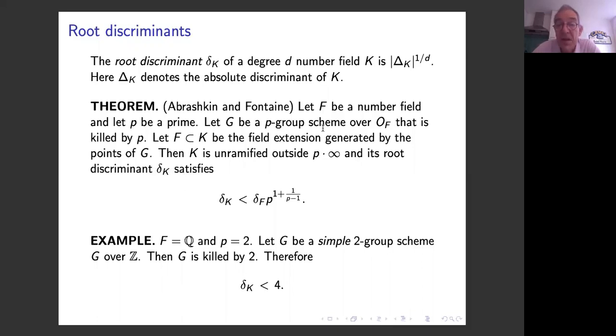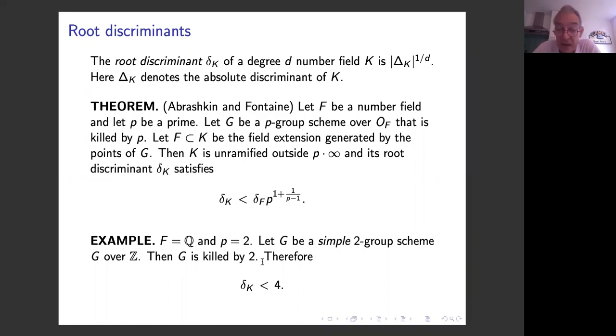So it is especially moderate if the group scheme is killed by P. So if it is a P group scheme killed by P, for instance, P torsion points of an abelian variety with good reduction everywhere, then the root discriminant of this field is at most the root discriminant of the base field times this expression in P. For instance, if we take the base field Q and P equal 2, let's take a simple two group scheme. If it is simple, it is automatically killed by 2, because otherwise the 2 torsion would be a proper subgroup scheme. So if it is simple, it has to be the whole thing.